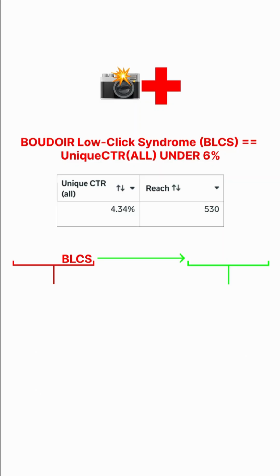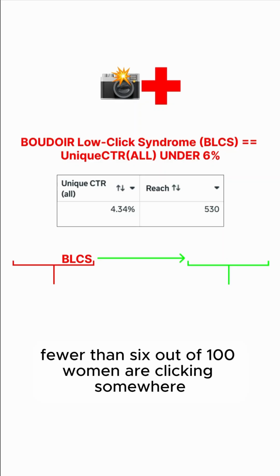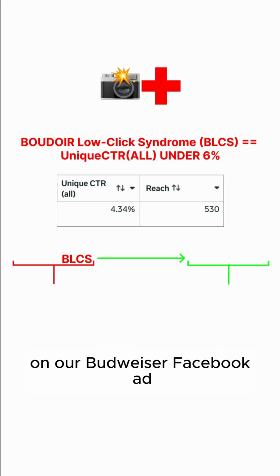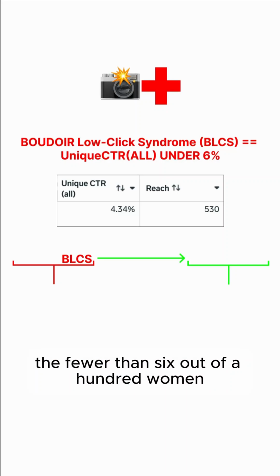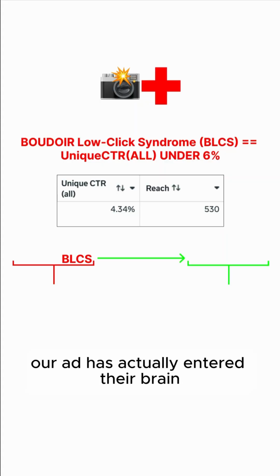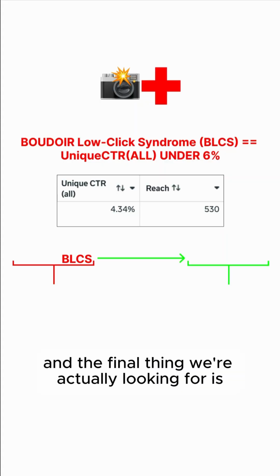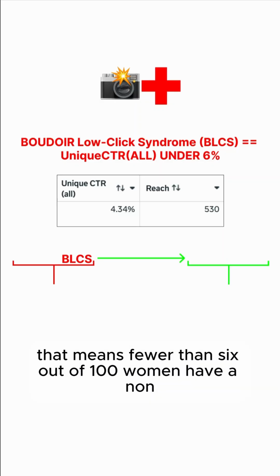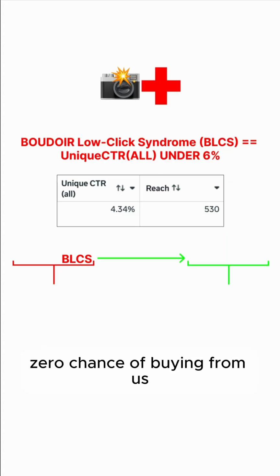6%. Now, this means fewer than 6 out of 100 women are clicking somewhere on our Boudoir Facebook ad, which means that for fewer than 6 out of 100 women, our ad has actually entered their brain. And the final thing we're looking for is that fewer than 6 out of 100 women have a non-zero chance of buying from us.